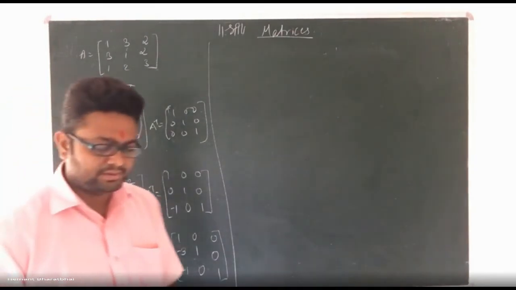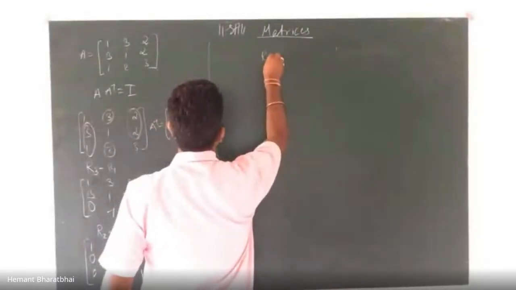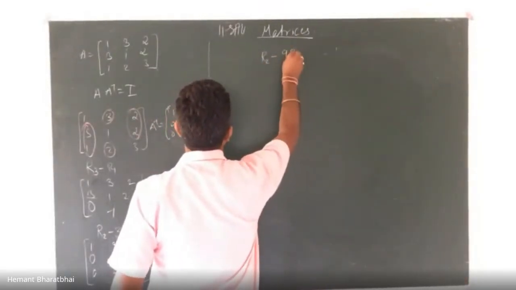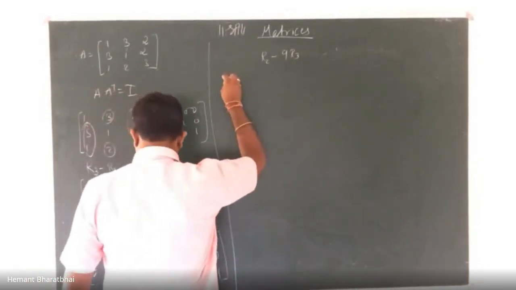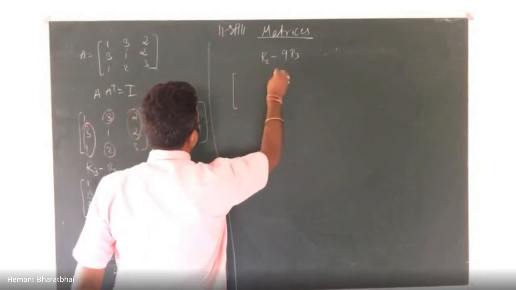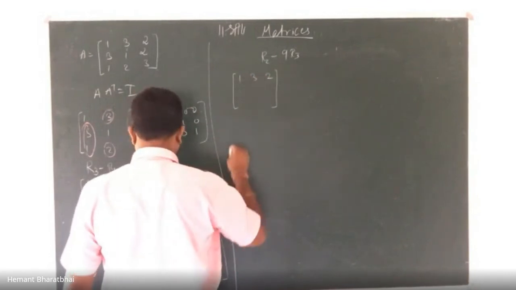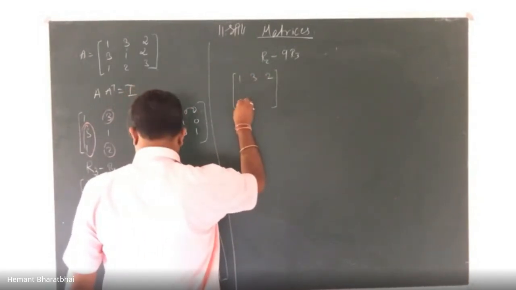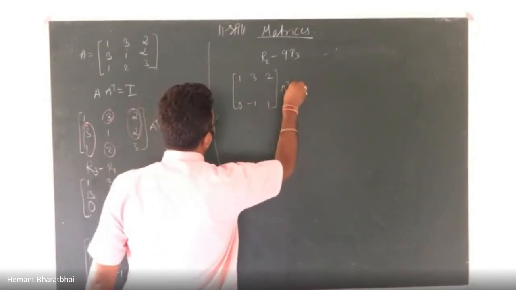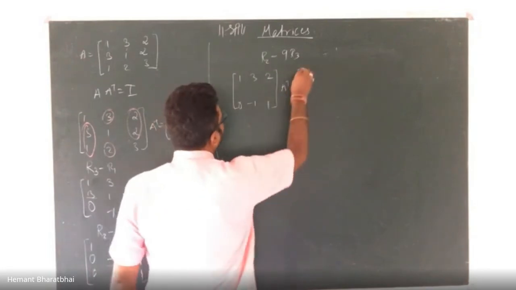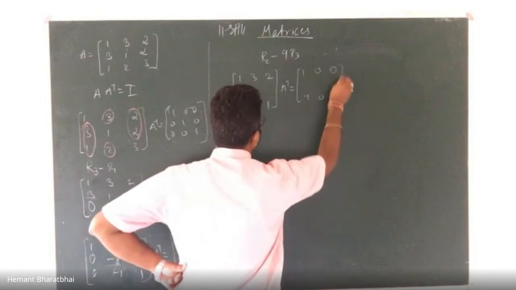Okay. So let's do that. So what I'm going to do is multiply row number 3 with 9, and subtract it from R2. So the transformations are occurring only in R2. So write R1 and R3 as it is: 1, 3, 2, 0, minus 1, 1. A inverse is equal to 1, 0, 0, minus 1, 0, 1.